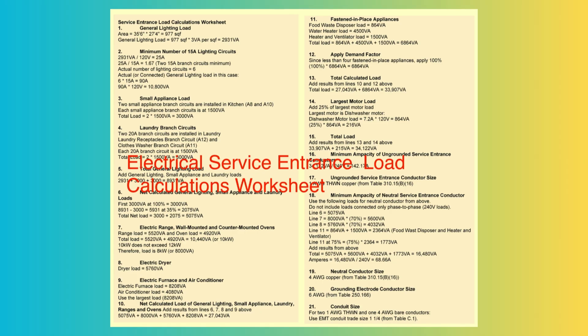Electrical service entrance load calculations, a sample of which is shown here, are essential for determining the appropriate size of the main electrical service panel and the necessary capacity of the incoming power supply to a building. This calculation involves estimating the total power demand of all electrical appliances, lighting fixtures, and equipment within the structure. By accurately calculating the load, you can ensure that the electrical system is adequately sized to handle the anticipated power requirements without overloading or causing safety hazards.